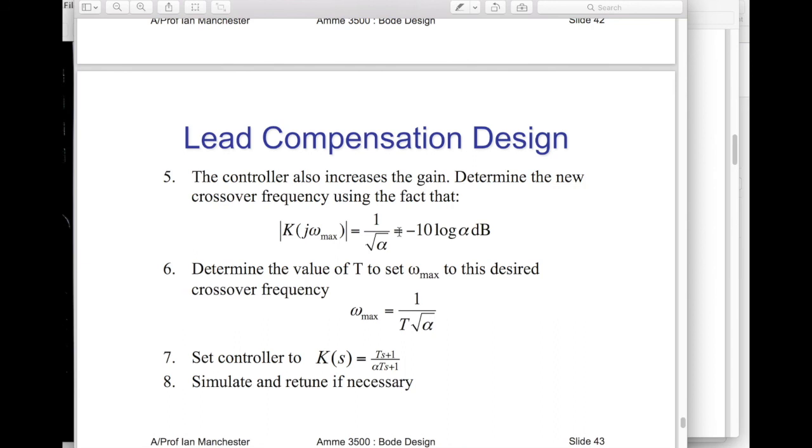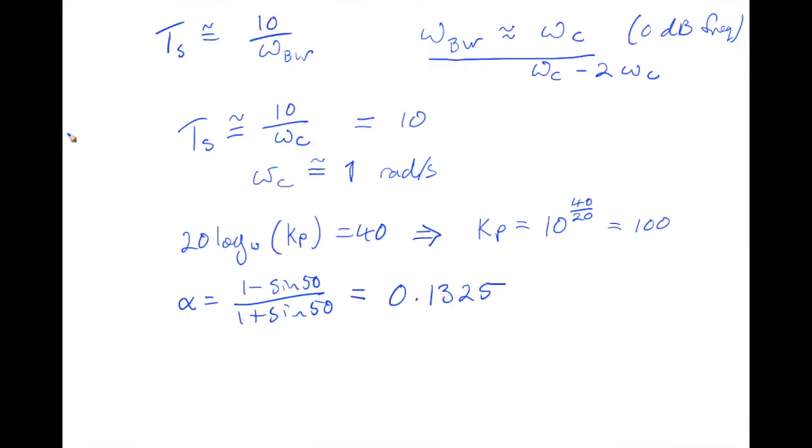Okay, so what does this mean? This means this is going to be the amount. For this particular system, if I put in the alpha that I computed before, minus 10 log of alpha, what I compute here is actually 8.77, for this value of alpha. And so what does that mean?